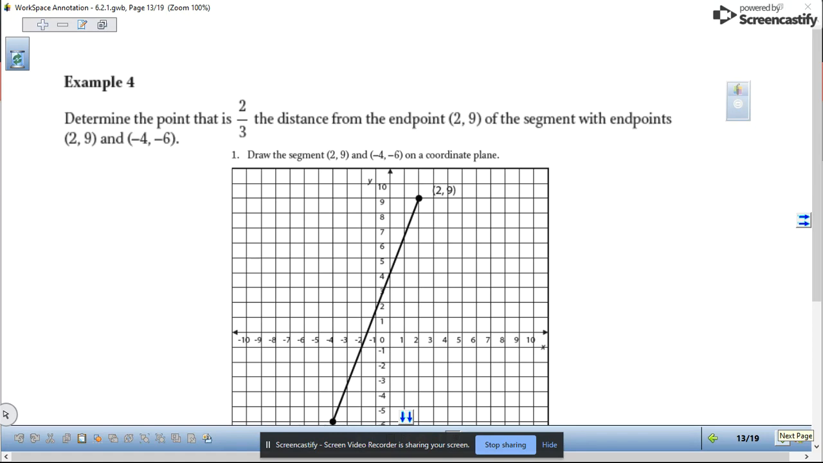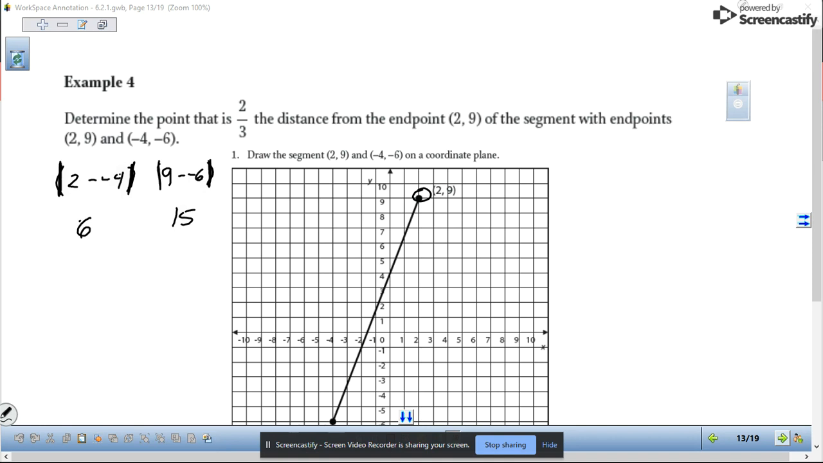All right, now this one's already graphed, which is going to make it a little easier. Determine the point that is 2/3 the distance from the endpoint 2, 9 of the segment. So basically, we're going to focus on this one, which means we're going the other way this time. With the endpoints of 2, 9 and -4, -6. So what we want to do is 2 minus -4, and then absolute value. So that'd be 6, and the next one is 9 minus -6, absolute value, which is going to be 15.